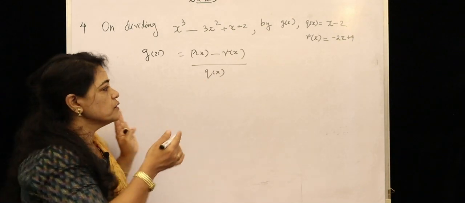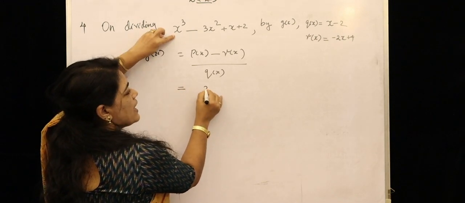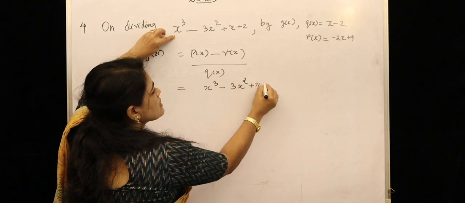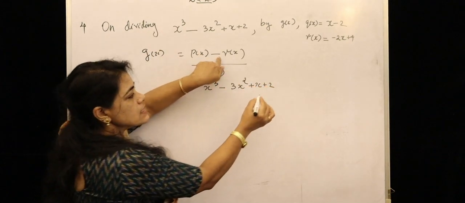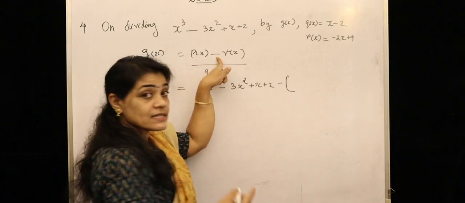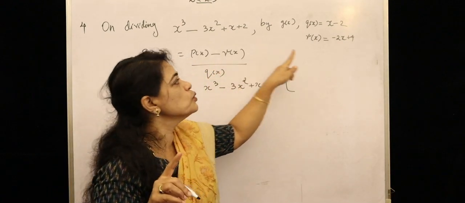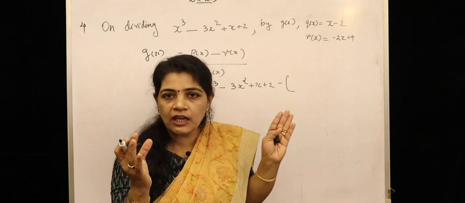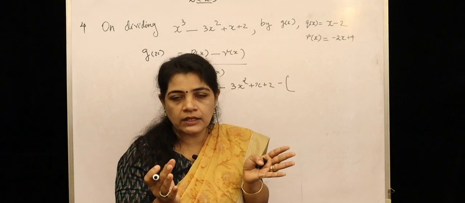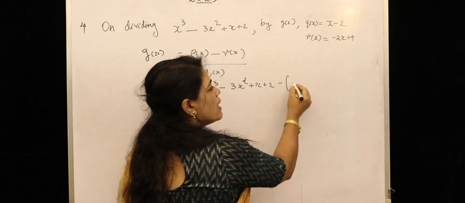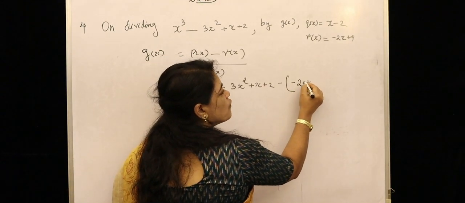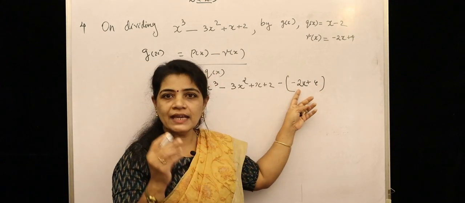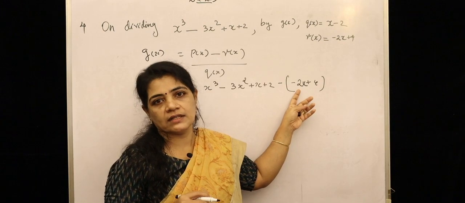We are going to substitute for p of x, that is x cube minus 3x square plus x plus 2. Then minus of, we have to put a bracket since r of x has two terms. If a minus sign is outside, definitely you have to keep those terms under a bracket. In the bracket, minus 2x plus 4. Why? Because here the sign is negative. That means you have to multiply each and every term with the minus sign outside.